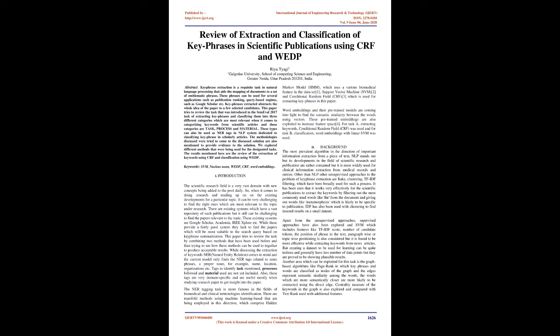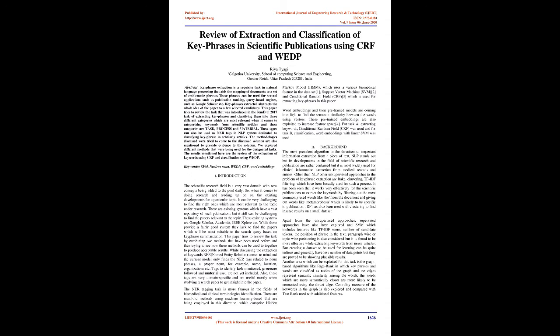These existing systems are Google Scholar, Academia, IEEE Xplore, etc. While these provide a fairly good system, they lack the ability to find the papers which will be most suitable to the search query based on key phrase summarization. This paper tries to review the task by combining 2 methods that have been used before and then trying to see how these methods can be used together to produce acceptable results.